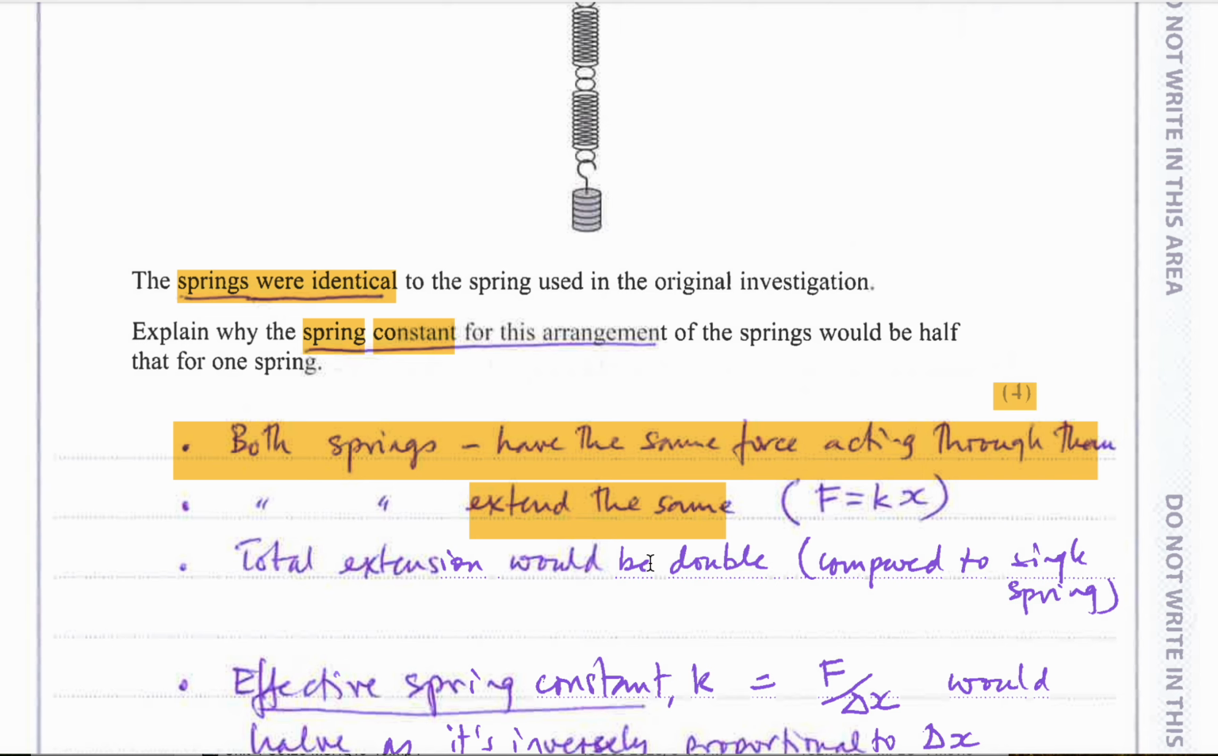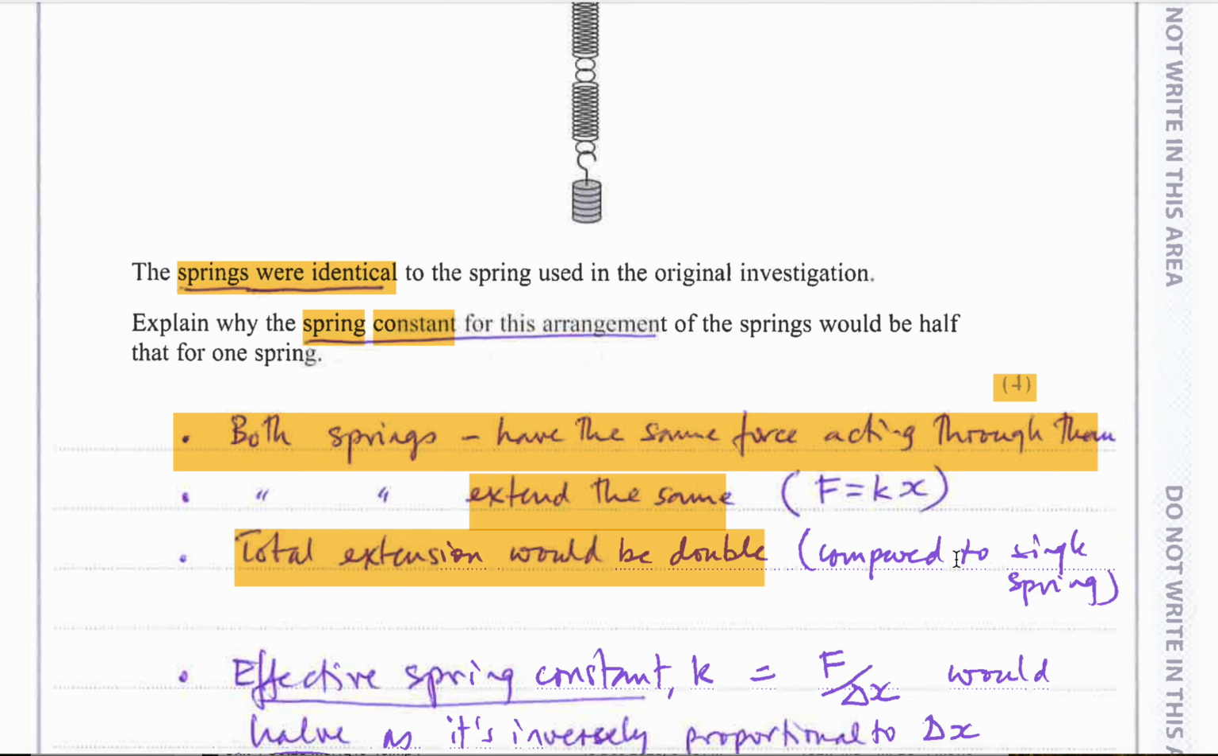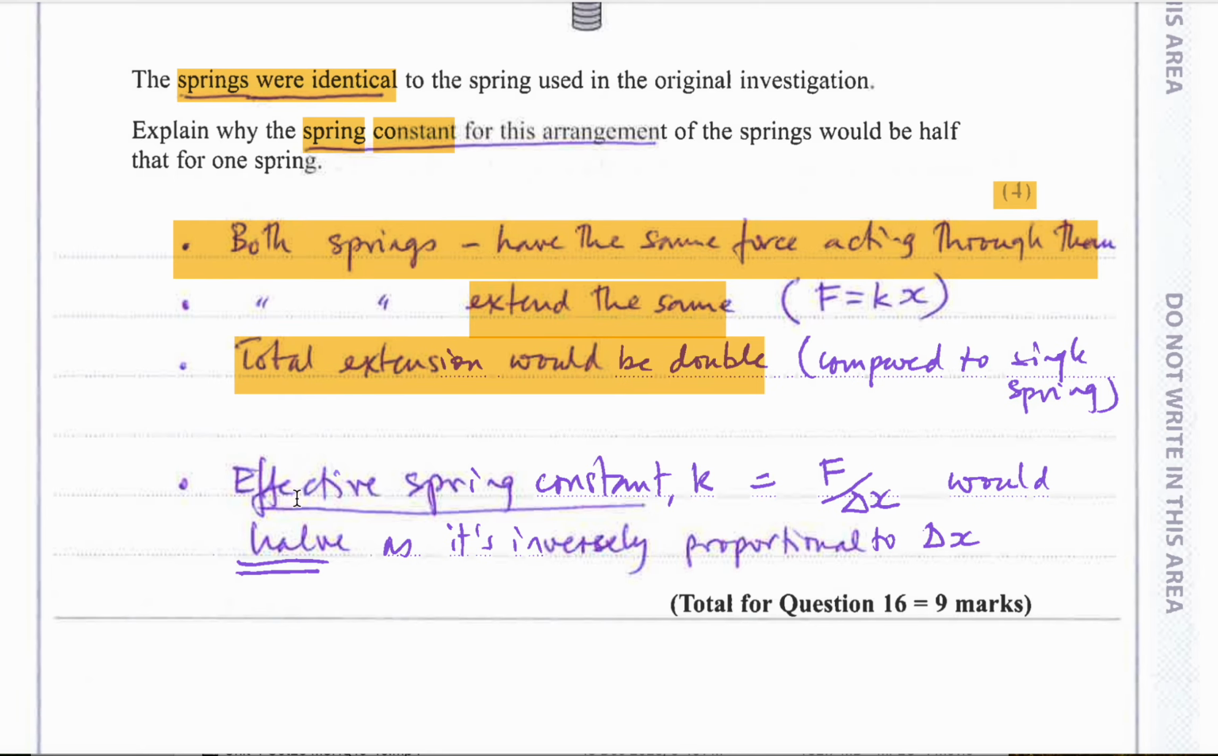So we're assuming that. The total extension would be double, because each one gets extended the same amount compared to a single spring. So the effective spring constant K, which is F over delta X, would halve as it's inversely proportional to delta X. Okay? So delta X would be double the total extension. The force has been the same, so the K would be half. Okay? I hope that makes sense.